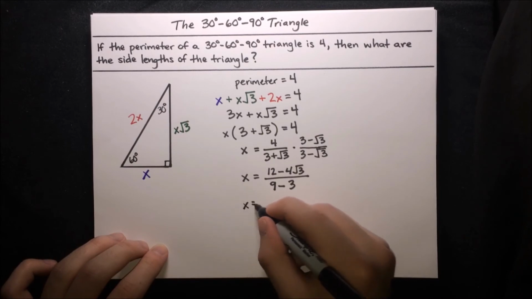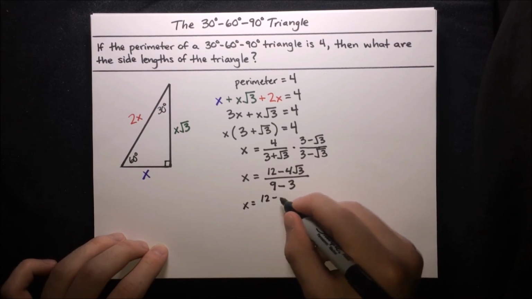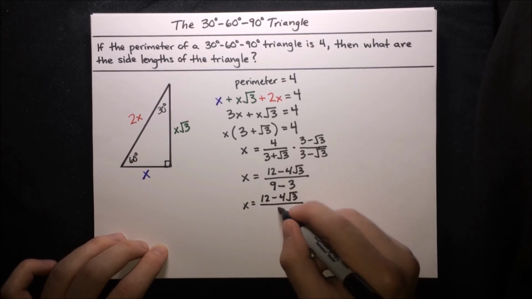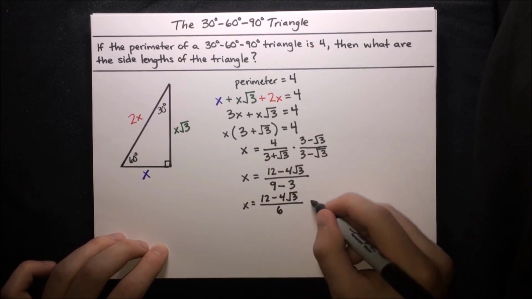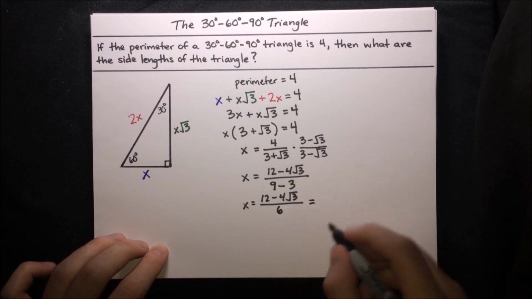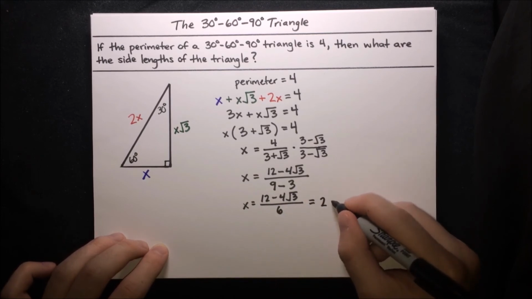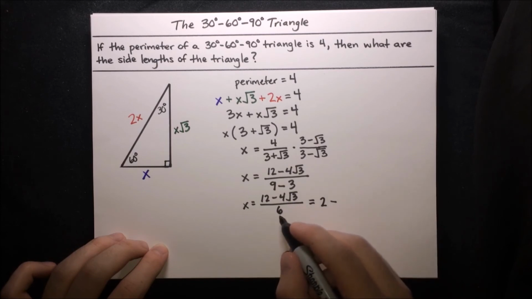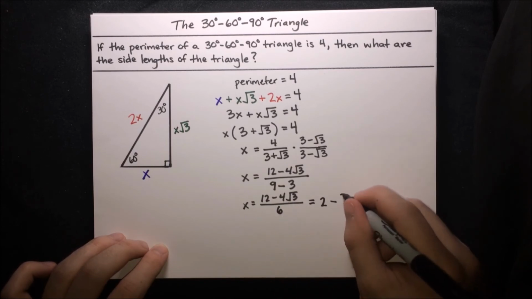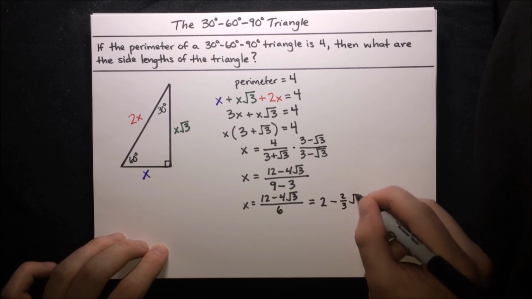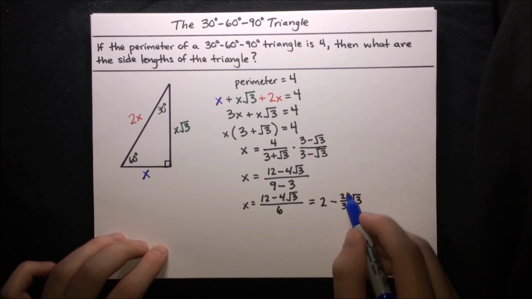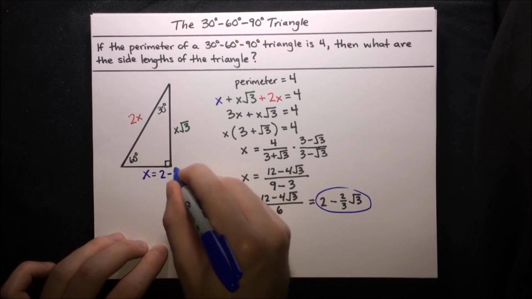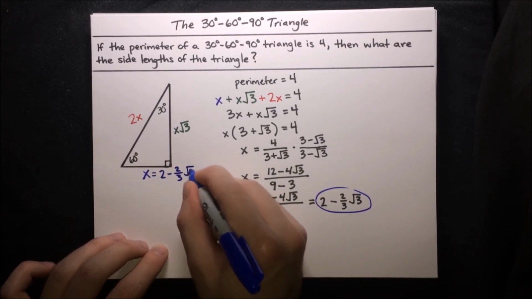So x equals 12 minus 4 root 3 over 6, which is equal to 12 over 6 is just 2, and then minus 4 over 6 root 3. 4/6 we can just divide by 2 on top and bottom, get 2/3 root 3. So that's the value of x. x is equal to 2 minus 2/3 root 3.